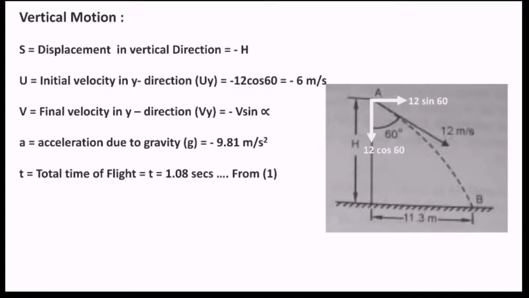Now applying any one of the three equations, so I will apply the first one, S is equal to ut plus half at square. On substituting the values, I will get the answer for h, that is the height of the building, as 12.20 meters. This completes the solution.